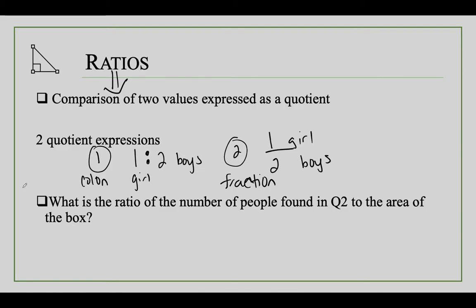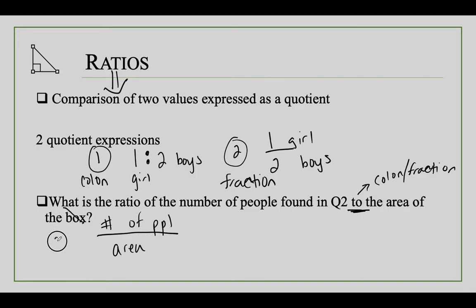Okay, so now I want to see what is the ratio of the number of people to the area. So the number of people, so notice how it says 2. That 2 is the colon or fraction we see above. So the number of people, I'm going to do it in fraction form just because I like it a little bit more. The number of people to the area of the box square, I should say.